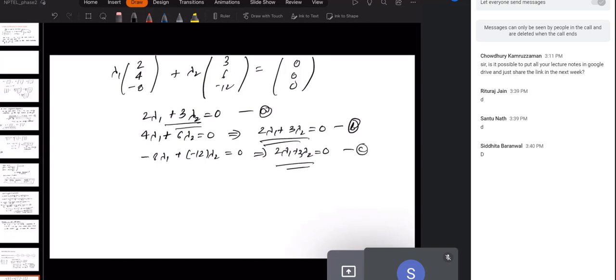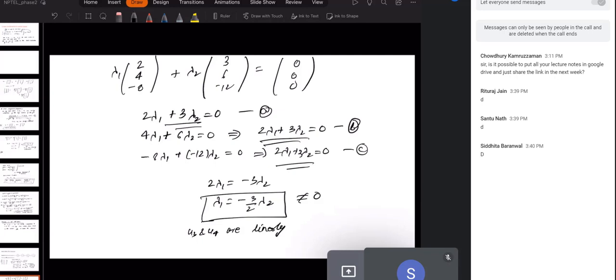So we don't have only the trivial solution, lambda 1, lambda 2 equal to 0. The solution we are getting is not equal to 0. For example, lambda 2 can be 1, 2, 3, anything. So hence we can see that the vectors u3 and u4 are linearly dependent.